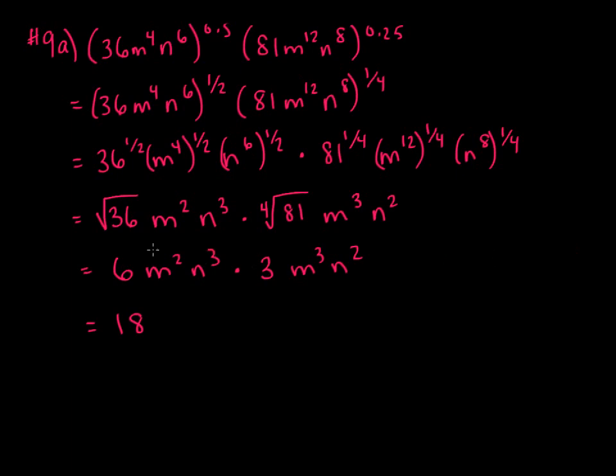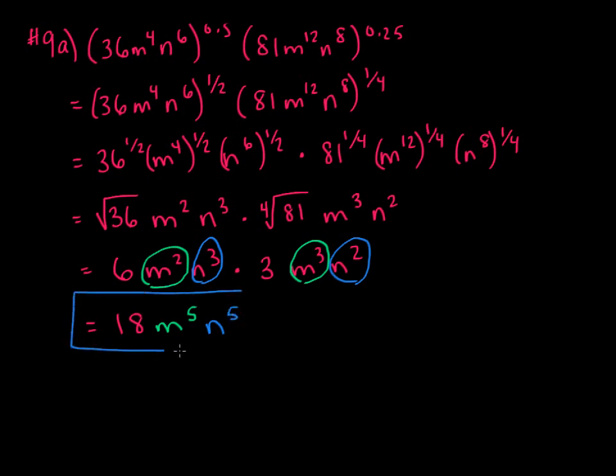Right here, we can multiply m squared times m cubed. So we're multiplying two powers with the same base. We add the exponents. We get an exponent of 5. And using the same exponent law, we can multiply n cubed times n squared. So again, we're multiplying two powers with the same base. We add the exponents, and this will be our simplified answer.